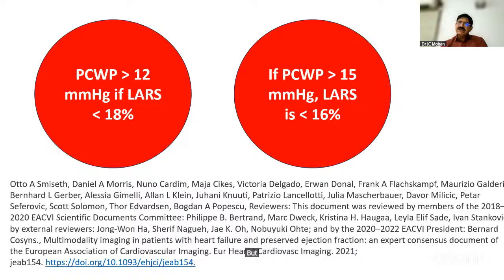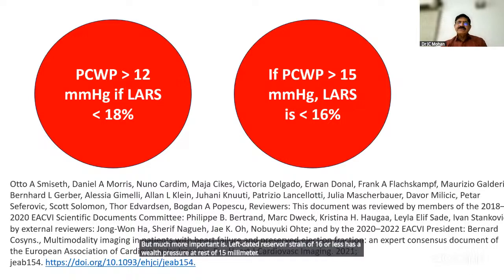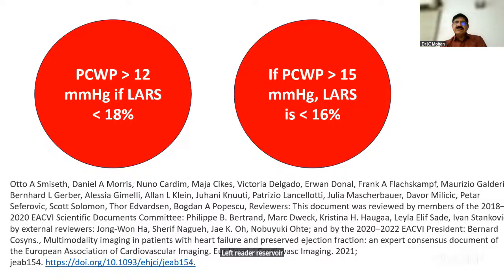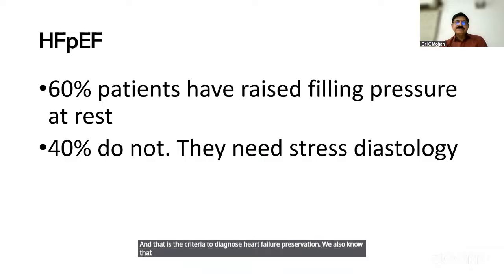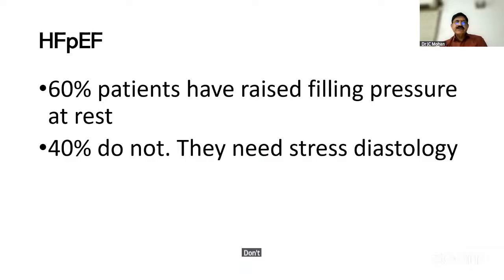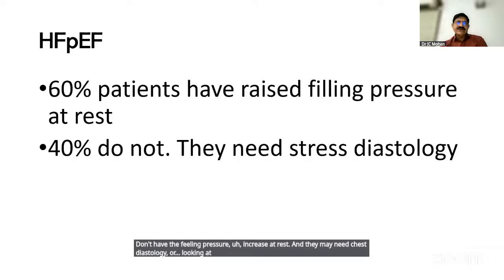But much more important is left atrial reservoir strain of 16 or less has a wedge pressure at rest of more than 15 millimeter. Our patient had left atrial reservoir strain of 15 and 16. So we believe that at rest the wedge pressure is more than 15, and that is the criteria to diagnose heart failure with preserved ejection fraction. We also know that up to 40% of patients don't have the filling pressure increase at rest, and they may need stress diastology or looking at left atrial reservoir strain as was seen in our patient.